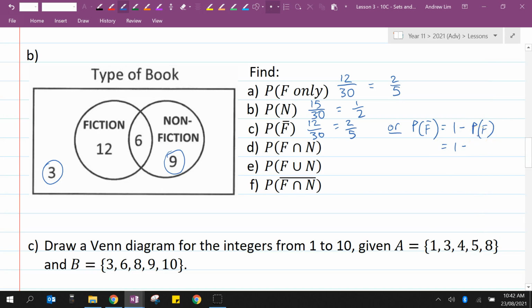Well, how many like fiction? 18 of them do. Okay, 18 of them out of the 30. So that just gives us 12 out of 30, which is 2/5. We'll get the same answer either way.